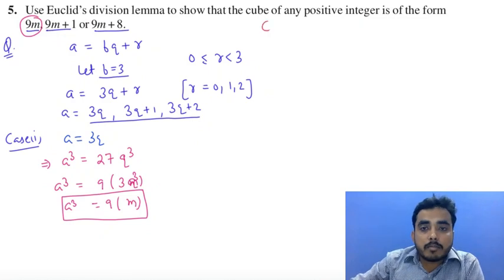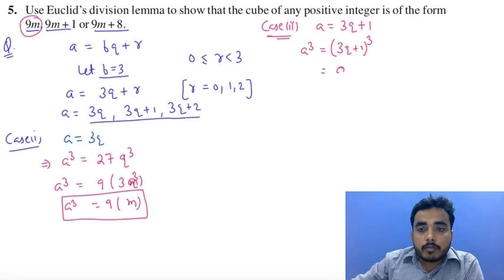Now let's take case number 2. केस नंबर 2 लेते हैं. केस नंबर 2 में क्या है? a is of the form 3q plus 1. अब इसका क्यूब करते हैं तो a cube is 3q plus 1 whole cube. So we know the formula of a plus b whole cube is a cube plus b cube plus 3ab into a plus b. So 3q whole cube plus 1 cube plus 3 into 3q into 1 into 3q plus 1.